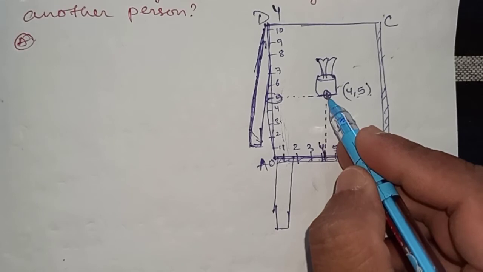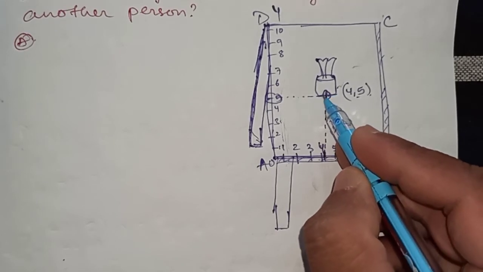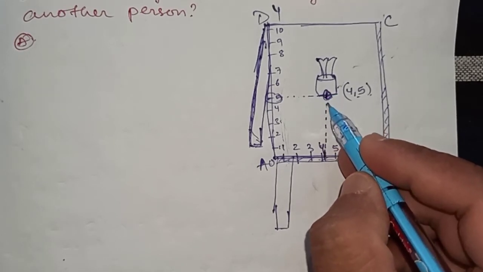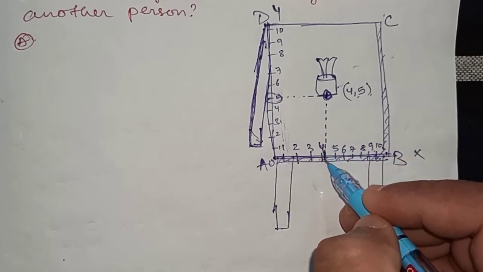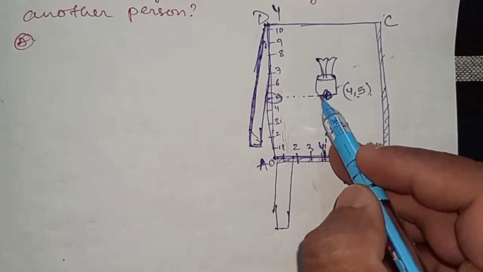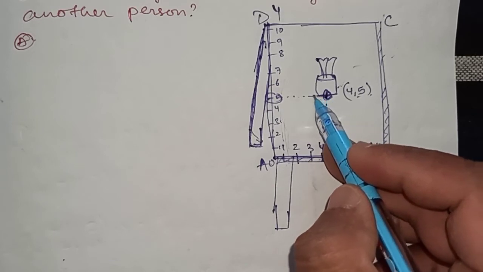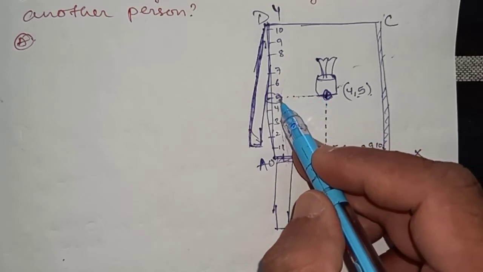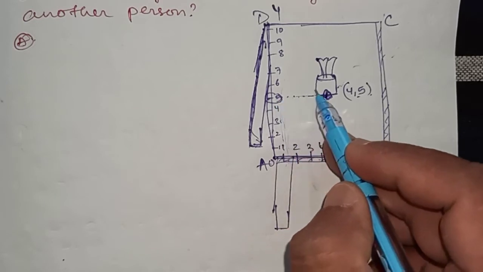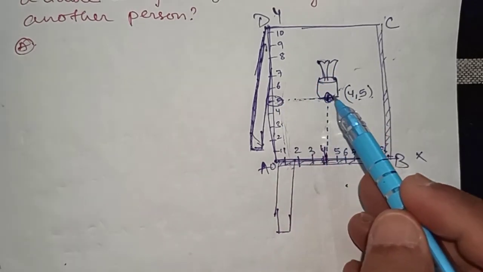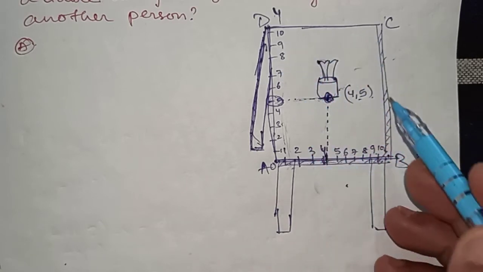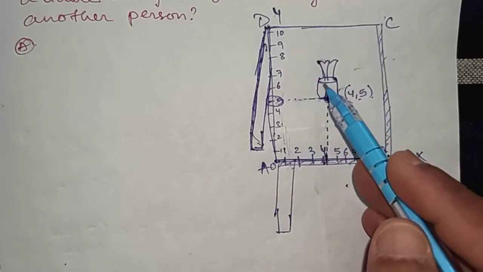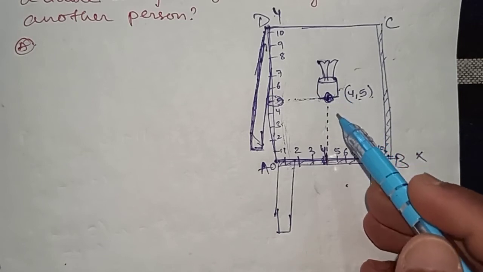If we mark the center of the table lamp and draw a dotted line from here, it is nearly meeting at point 4. Similarly, from the center if we draw one baseline, it meets the y-axis at point 5. So this table lamp is located at point 4 comma 5 on the table. So the coordinate of the table lamp is 4 comma 5.